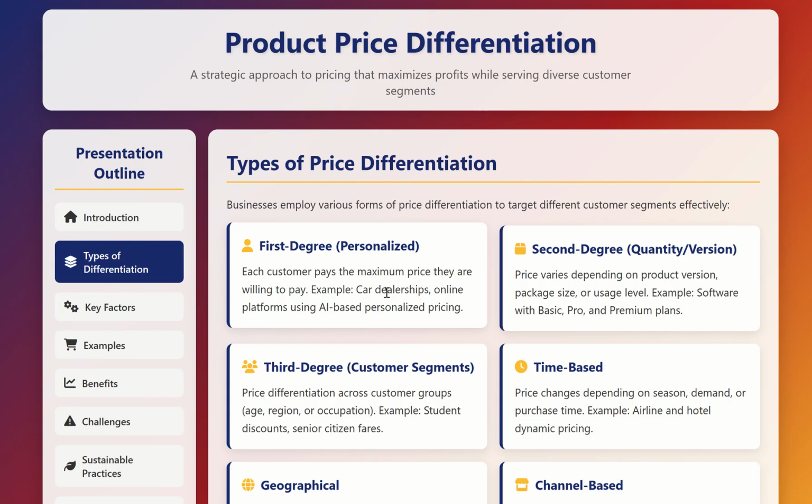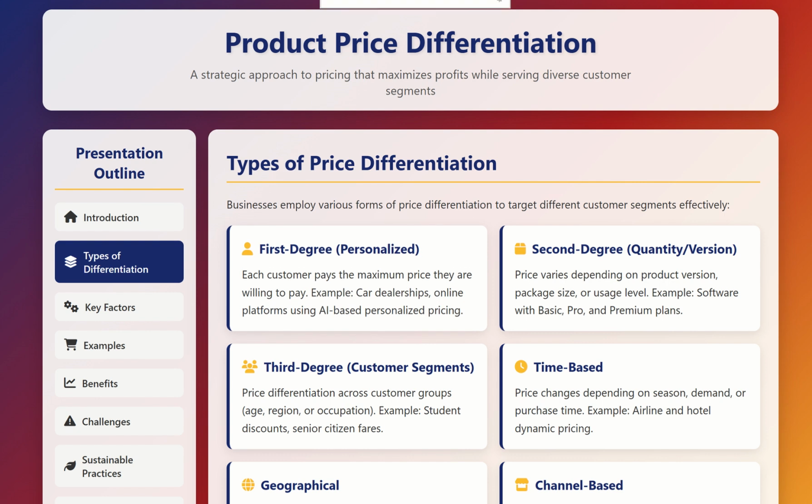When you look at AI, maybe a car is being sold at $10,000, maybe the same model. When they now come to the shop, that has become the bargaining power. So this is called first degree product price differentiation.